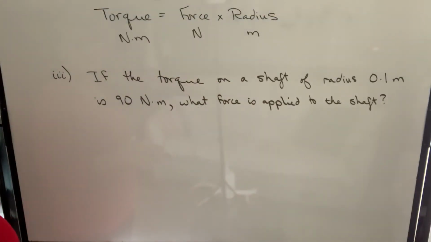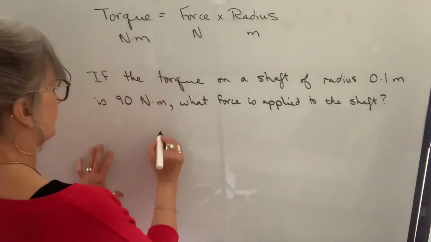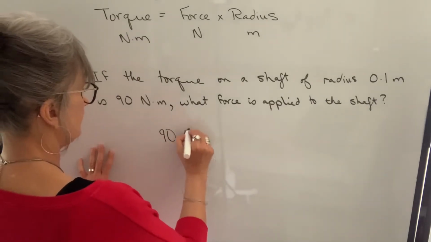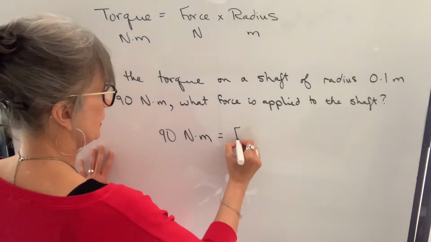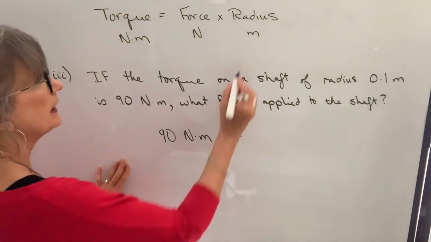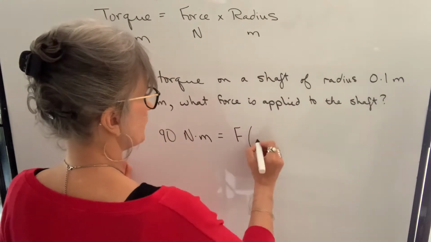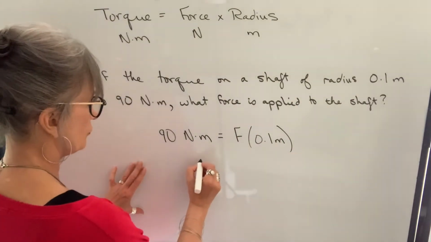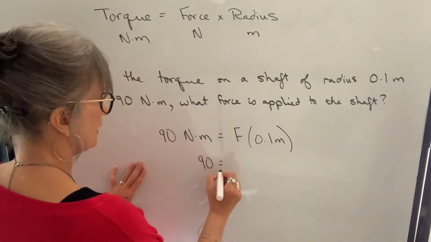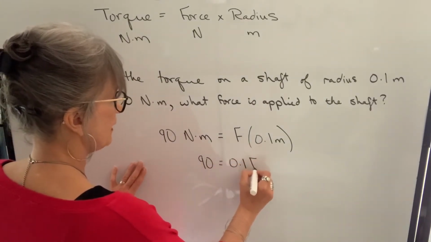In our next example, we're told that the torque on a shaft of radius 0.1 meters is 90 Newton meters, and we're asked to find the force applied to the shaft. So in this example, we know torque, 90 Newton meters, and that's equal to force, which we don't know. I'm going to just call it F, times the radius, which is 0.1 meters. If you want, you can drop the units and just write that as 90 equals 0.1 times F.